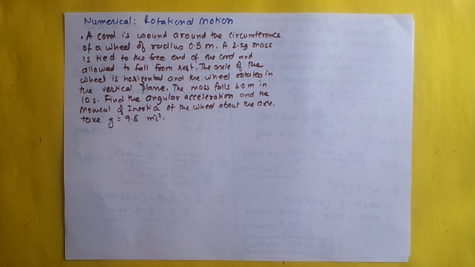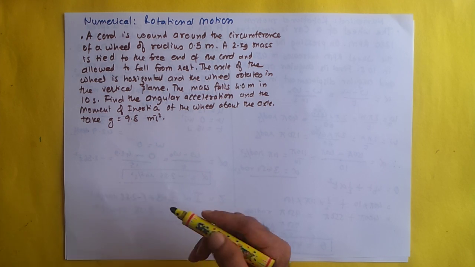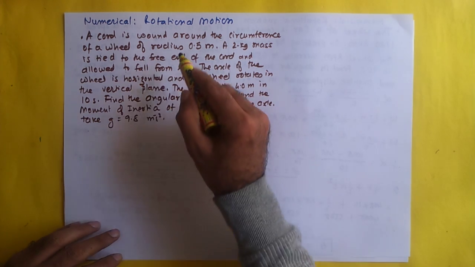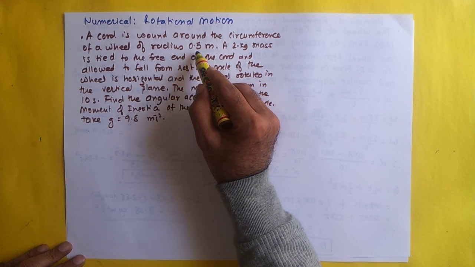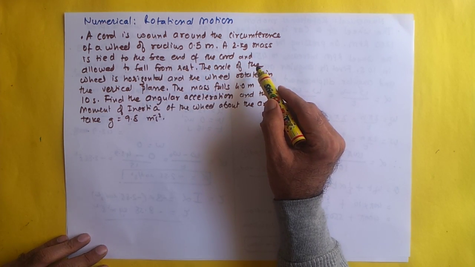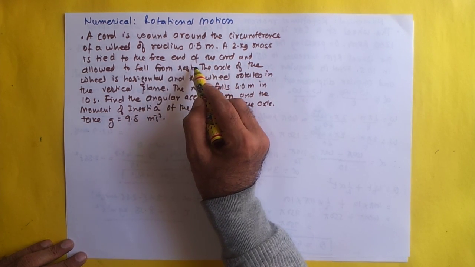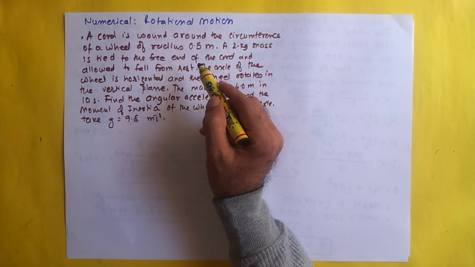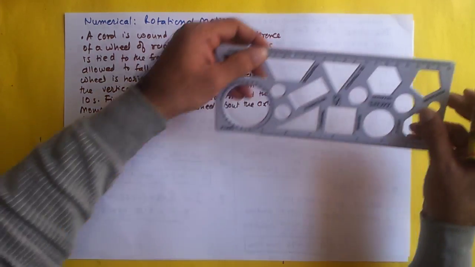Okay, one more video on rotational motion, one more numerical on rotational motion. Let us see what we have over here. A cord is wound around the circumference of a wheel of radius 0.5 meter, and 2 kg mass is tied to the free end of the cord and allowed to fall from rest. Okay, so we have a situation something like this.